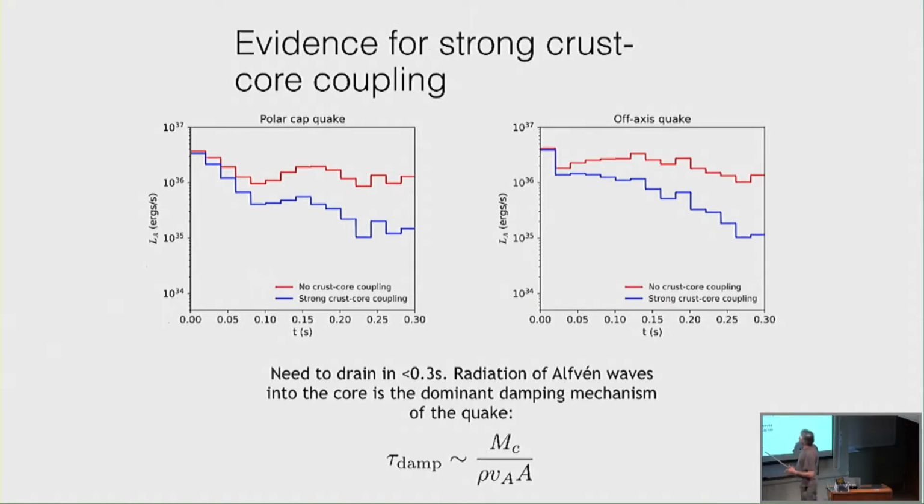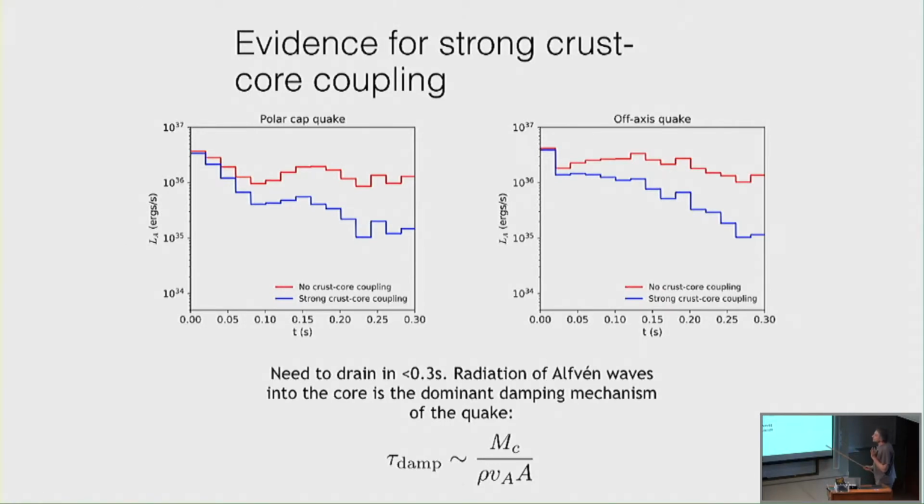And these two figures just show that it doesn't really matter whether you initiate the quake close to the pole or close to the equator, because elastic waves propagate through the crust and engage essentially all the field lines. You know, this basically is invariant with the initial configuration of this quake.